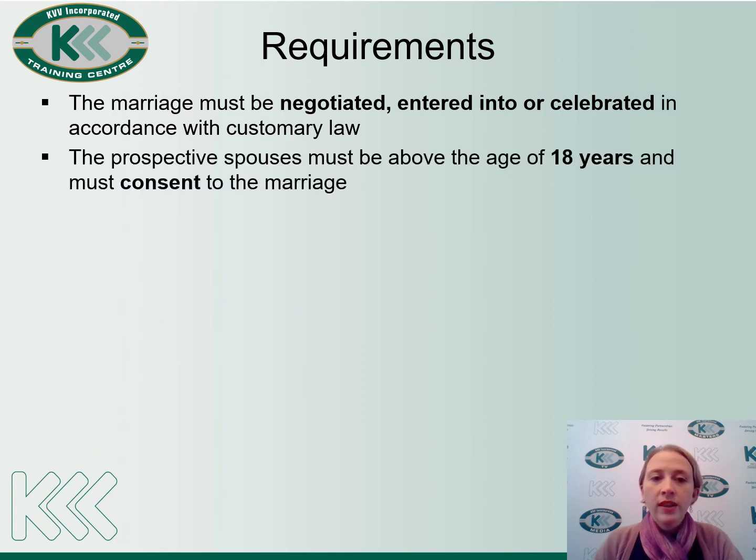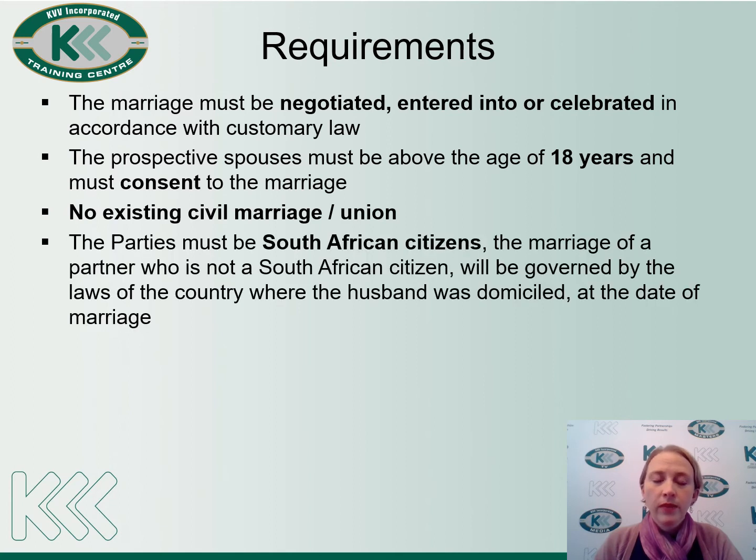Other requirements are that the spouses must be above the age of 18 years and must have consented to the marriage. In other words, the parents of the spouses cannot decide on their behalf that they must get married. They must consent themselves. There must be no existing civil marriage or union that is entered into between the spouses or other spouses. The parties must be South African citizens, so therefore a marriage of a husband or a wife that is not a South African citizen, a Zimbabwean citizen, a Namibian citizen, a British citizen, will not be regarded as a customary marriage in terms of South African customary law.